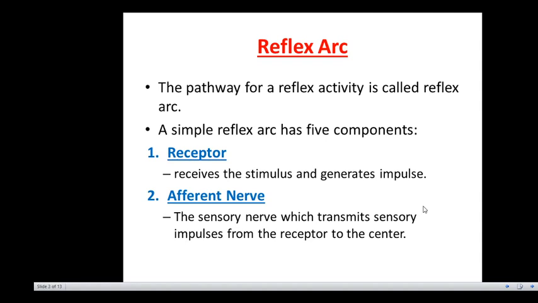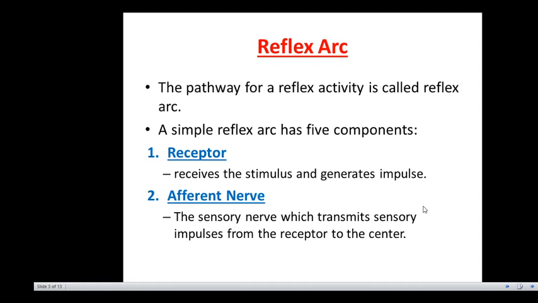Now coming to the reflex arc. The pathway for a reflex activity is called reflex arc. A simple reflex arc has 5 components. Number 1, receptor. A receptor which receives the stimulus and generates the impulse.